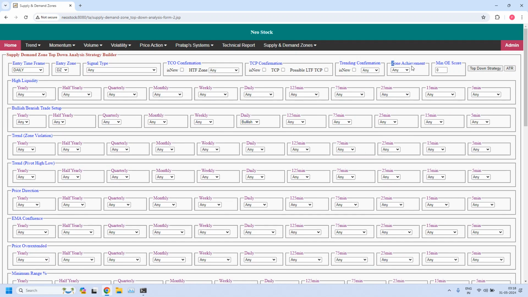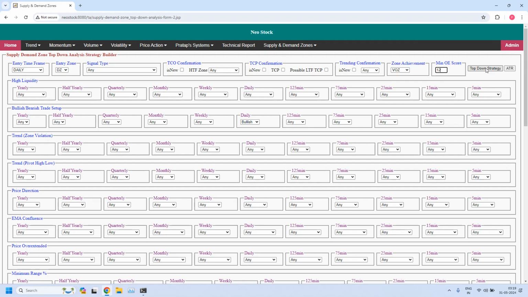And the second filter, zone achievement. Zone achievement should always be VOZ, violated opposing zone. Then only it is a tradable zone. And the minimum odd enhancer score for bullish or bearish trade setup should be 12. So all three filters are applied to the daily demand zone. Whichever time frame you select, whichever entry zone you select, the filters will be applied. Always remember this rule, because I can't explain again and again.